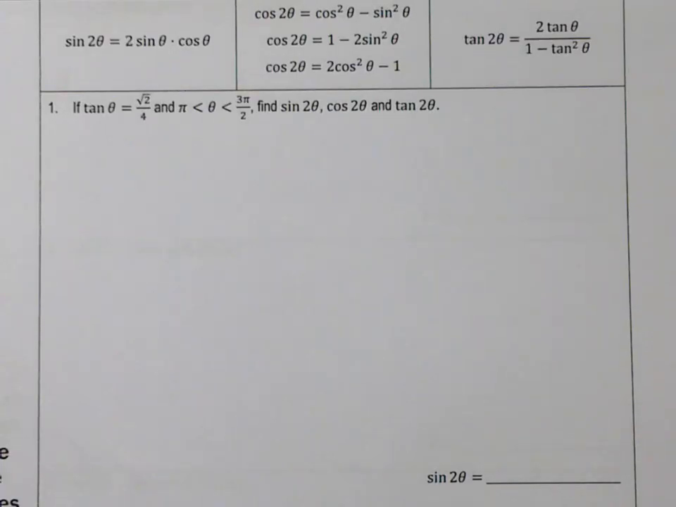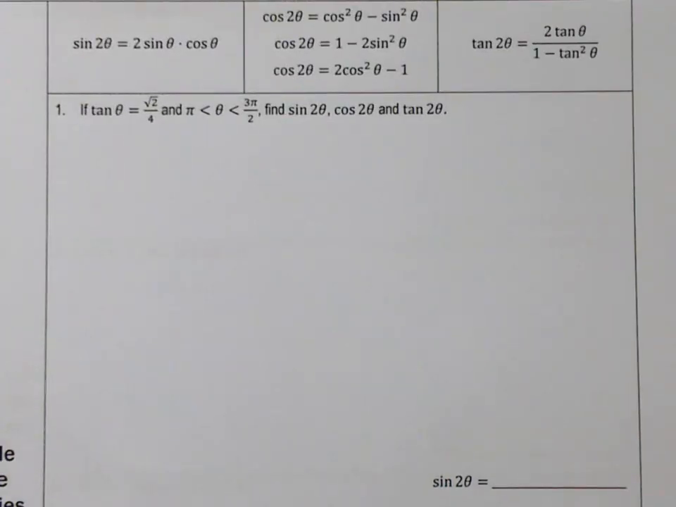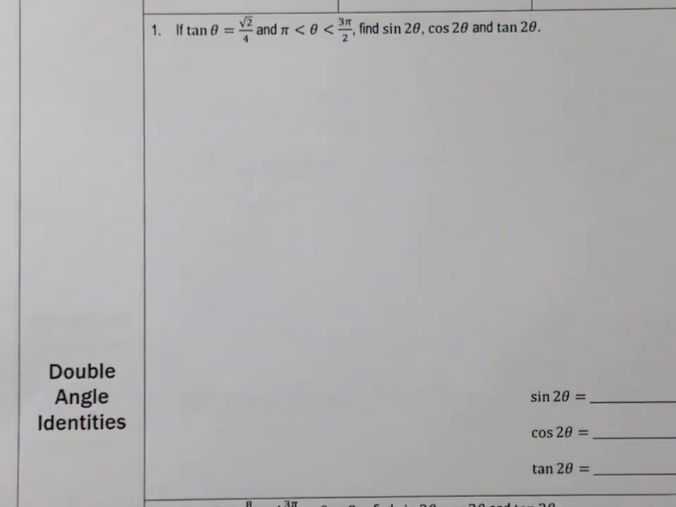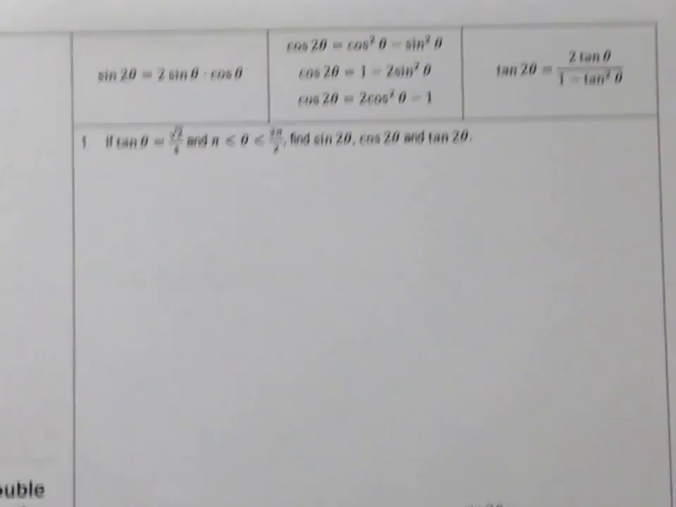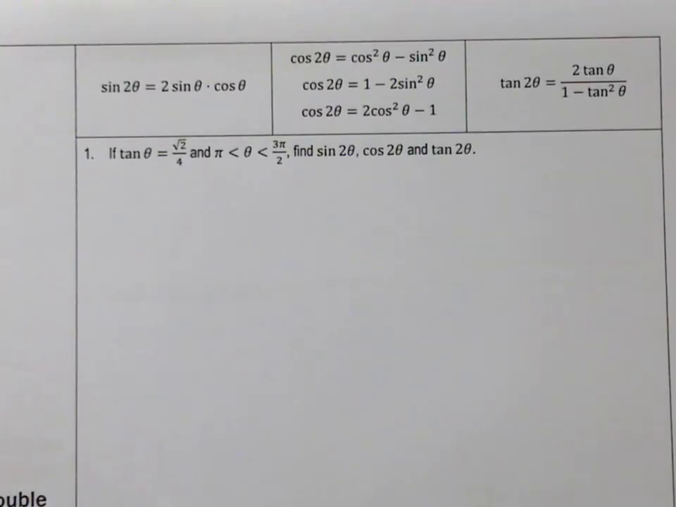Hello, Precalculus. So we are going to be working on part of 5.5 today. This is going to be our double angle identities. So we have new formulas.